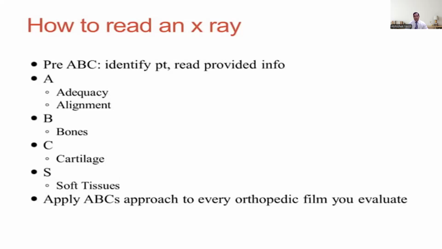So when you get a patient, you will have an X-ray. How to go about it? The X-ray reading should be very systematic, and you should start with the basic ABCs. A is for adequacy of the X-ray. Is the X-ray taken well? Is the contrast okay? Is it a digital X-ray or a normal X-ray where they develop a film? You check the alignment of the bones and whether the joint is in place.